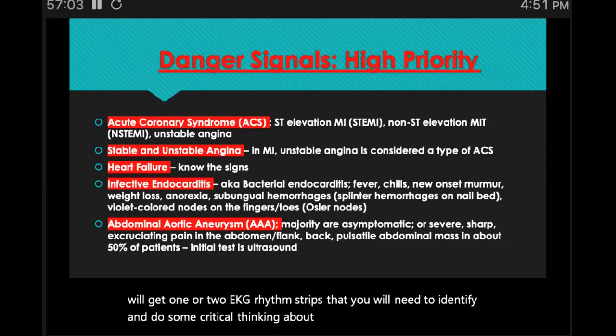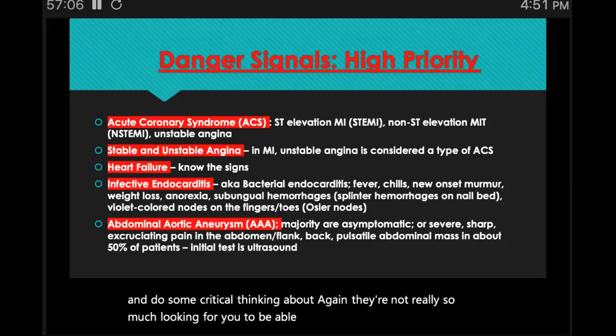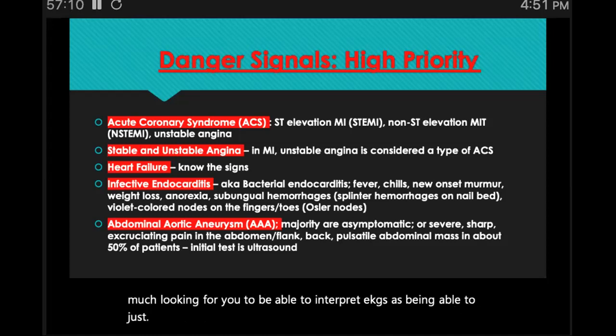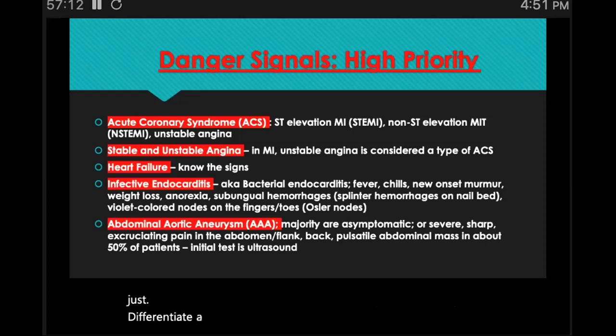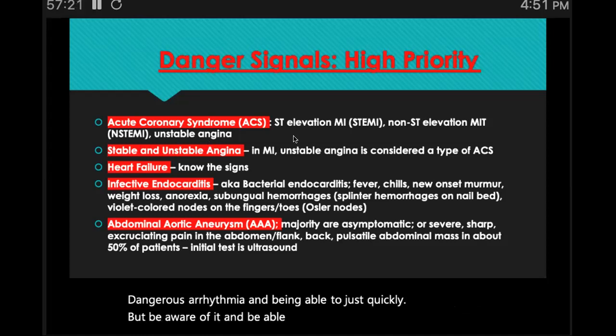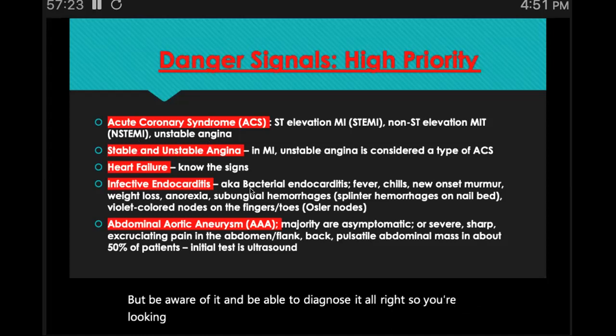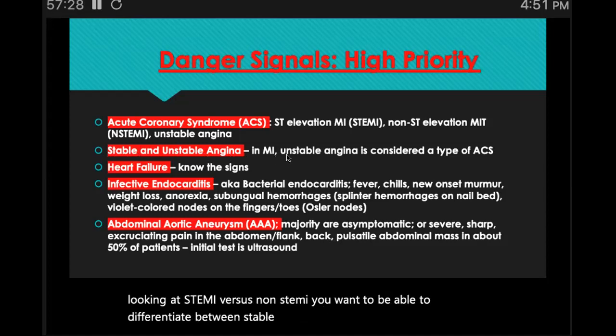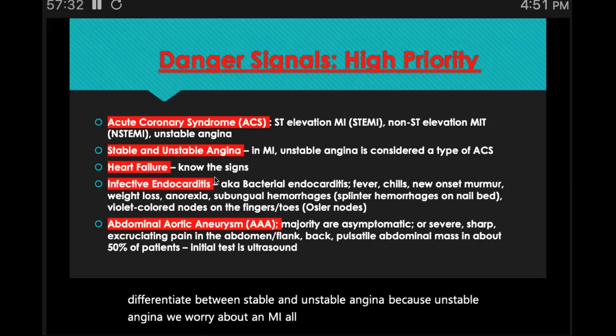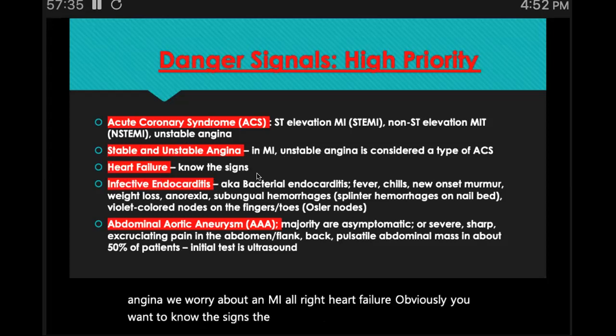Again, they're not really so much looking for you to be able to interpret EKGs as being able to differentiate a dangerous arrhythmia and being able to quickly be aware of it and diagnose it. All right, so you're looking at STEMI versus non-STEMI. You want to be able to differentiate between stable and unstable angina, because with unstable angina, we worry about an MI. All right, heart failure, obviously you want to know the signs, the classifications, and the severities.